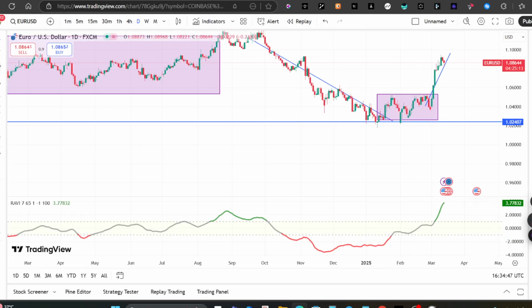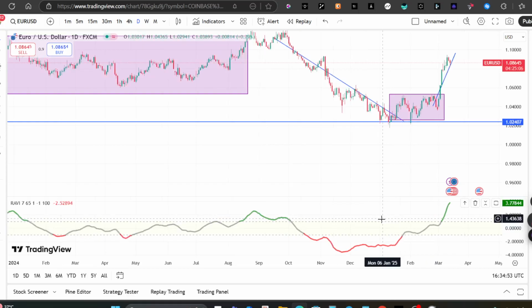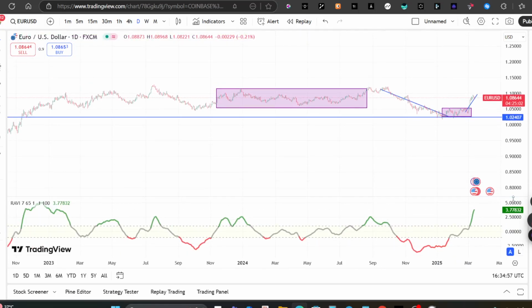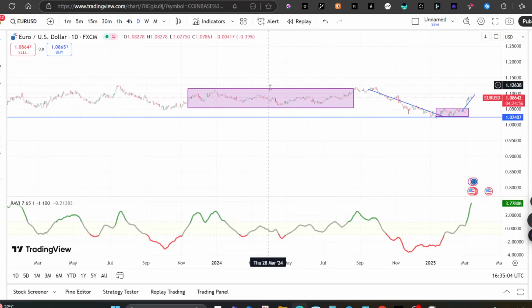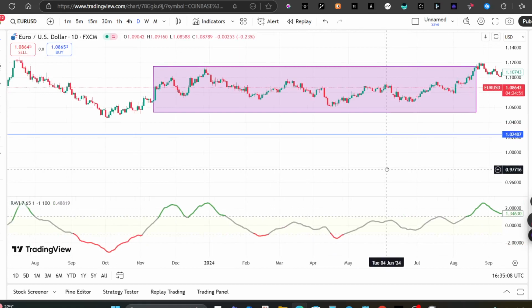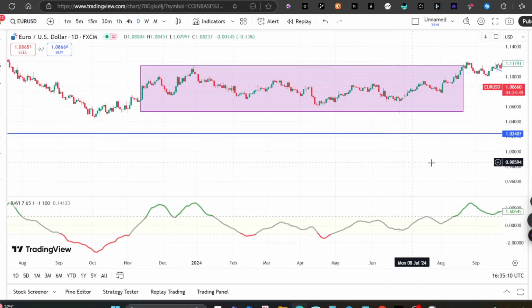So why should you use the range action verification index in your trading? Here are a few reasons. First, improved accuracy. The range action verification index helps confirm the strength of price action within a range. By verifying whether the market is staying within expected boundaries, you can avoid false signals and improve the accuracy of your trades.